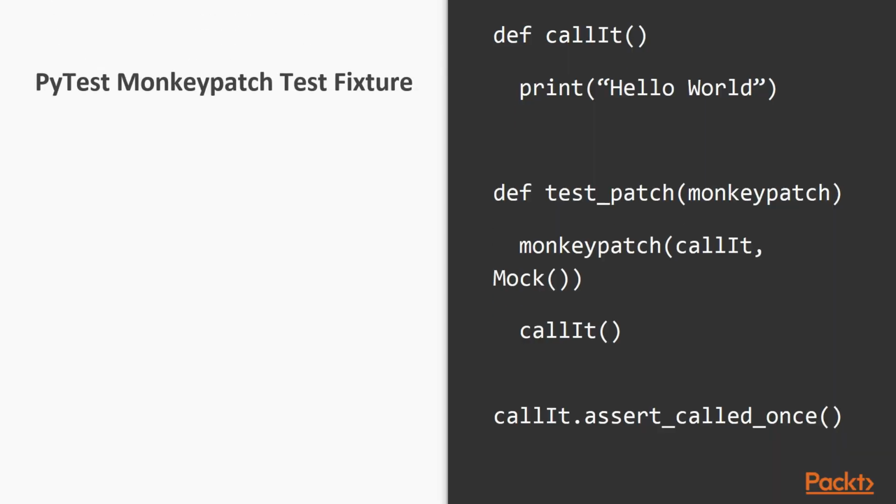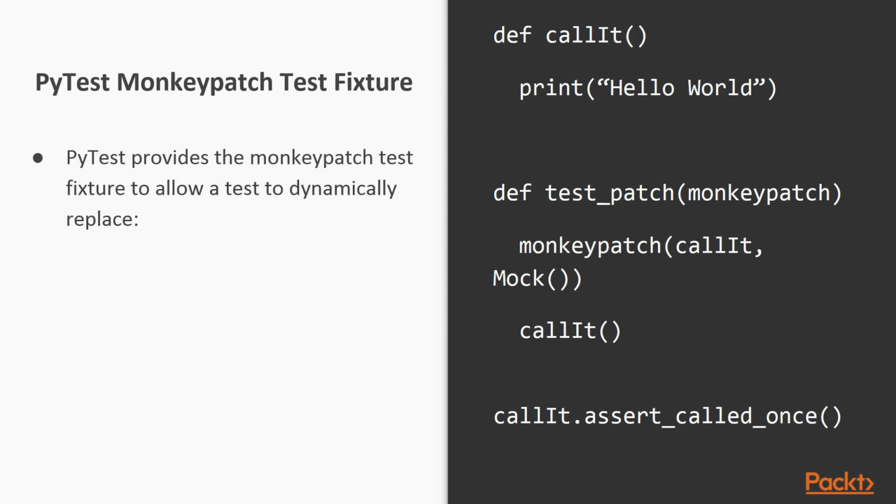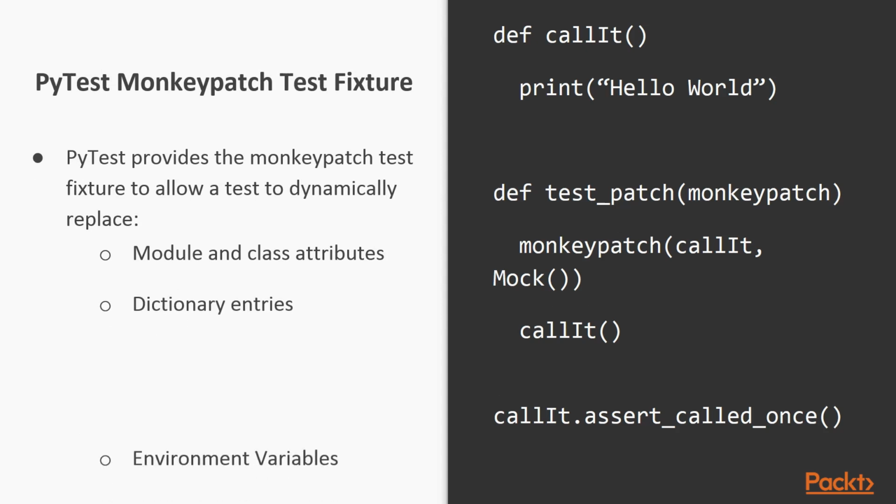PyTest provides the monkeypatch test fixture to allow a test to dynamically change module and class attributes, dictionary entries, and environment variables. Unittest provides a patch decorator which performs similar operations, but this can sometimes conflict with the PyTest test fixtures decorators, so I'll focus on using monkeypatch for this functionality.